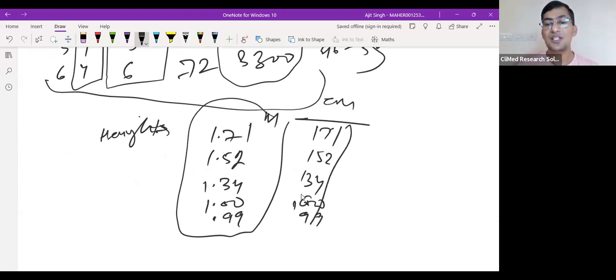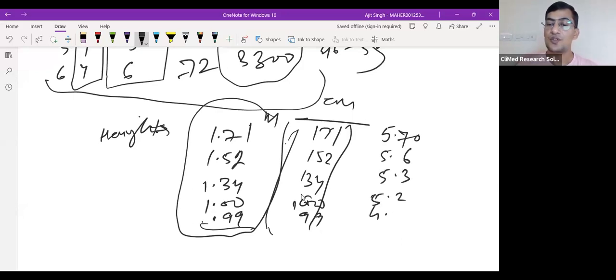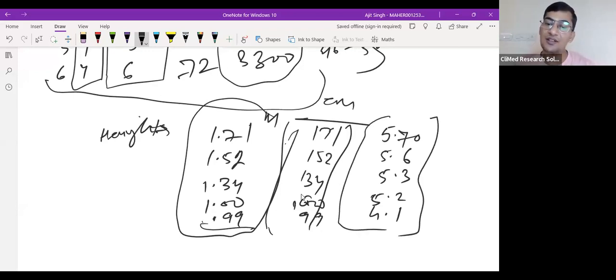SPSS will just take the numbers, and it will give the analysis in the same numbers. If you want, you can write in inches also, 5.7 inch, 5.6 inch, 5.3 inch, 5.2 inch, 4.1 inch, whatever, right? Whatever the unit, you just have to give the numbers to SPSS. It will give the results in the same unit. The unit will not be written after each number. You have to decide what unit you have entered.